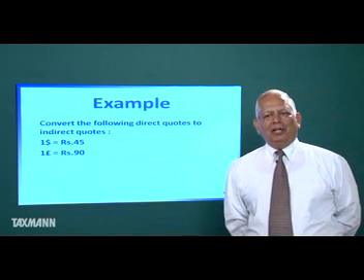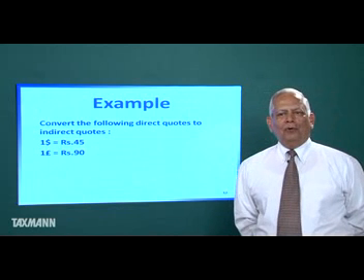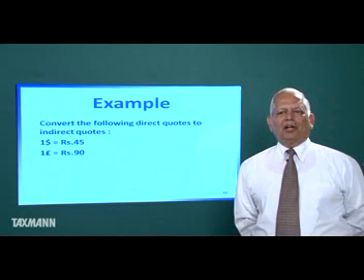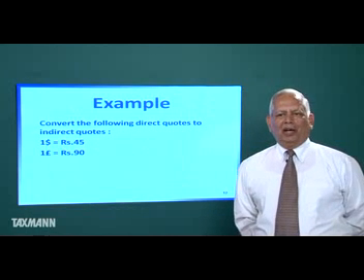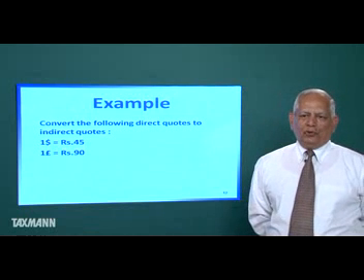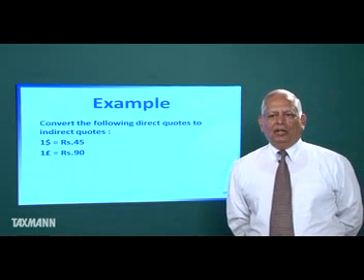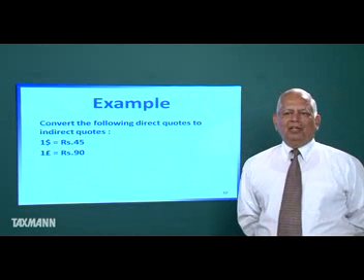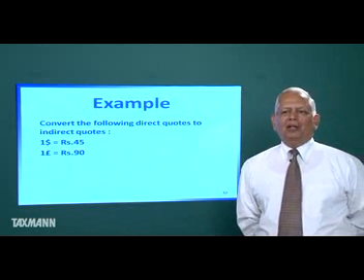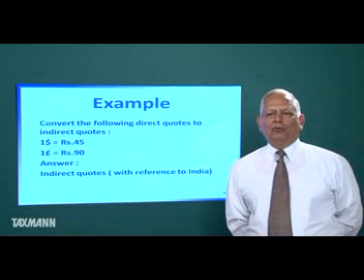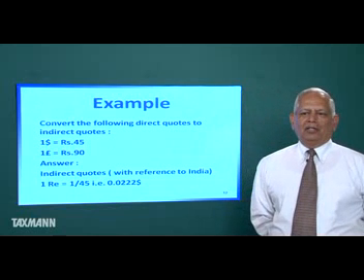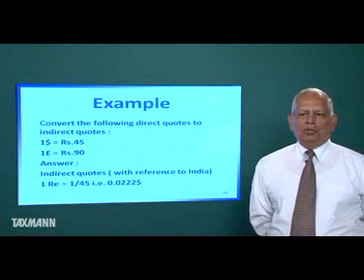1 pound is equal to rupees 90. There is 1 unit of foreign currency and the corresponding amount of home currency. So it is also a direct quote. So we are given direct quotes and we have to convert into indirect quotes. In first case, we are given the value of $1 in terms of rupee. What we have to find? We have to find the value of 1 rupee in terms of dollar. So the value of 1 rupee in terms of dollar will be 1 upon 45, that is $0.022.